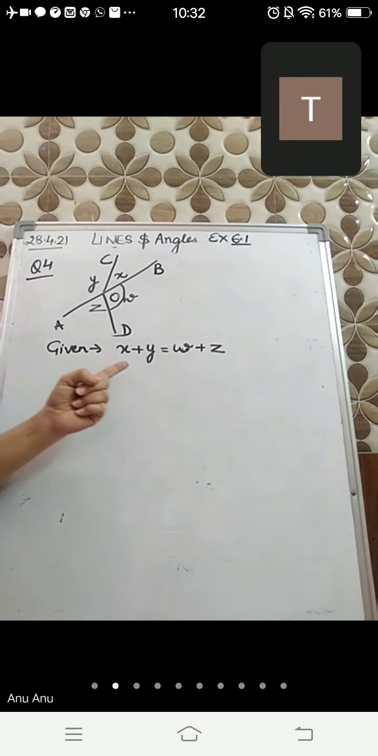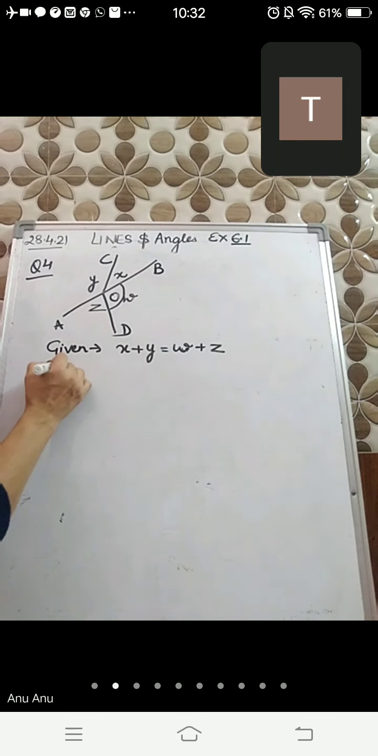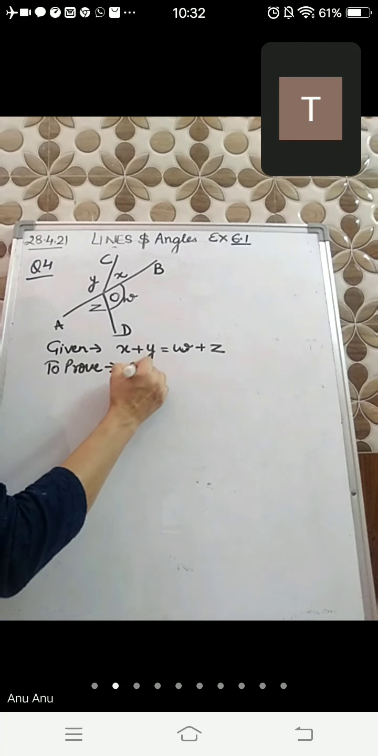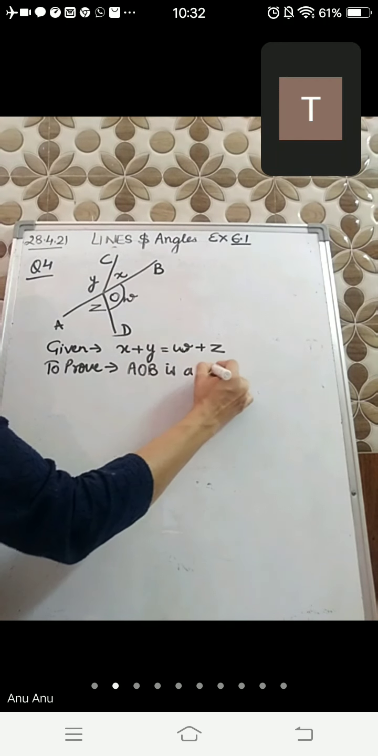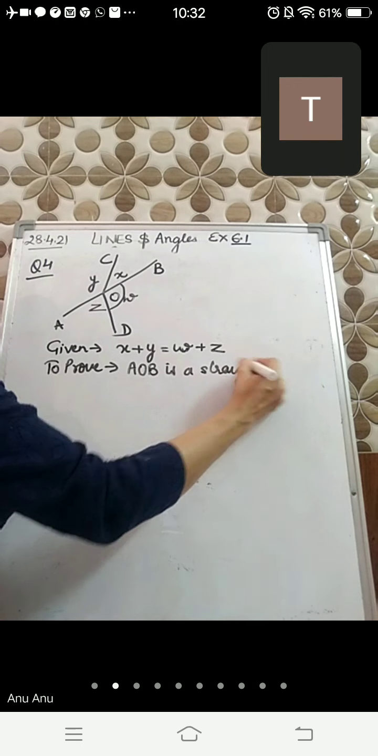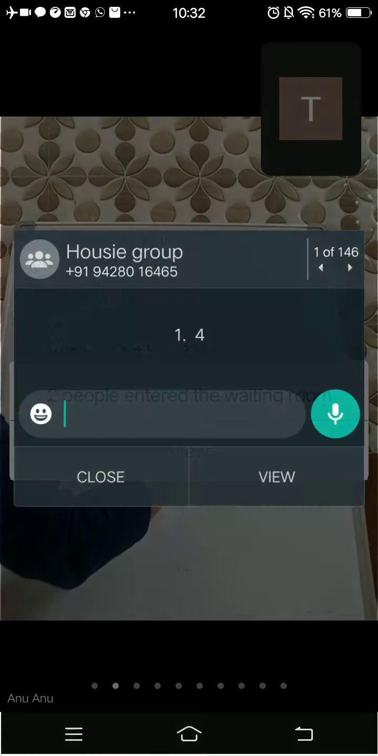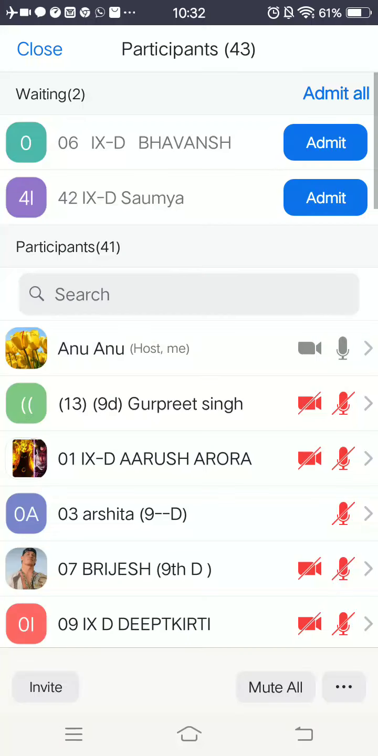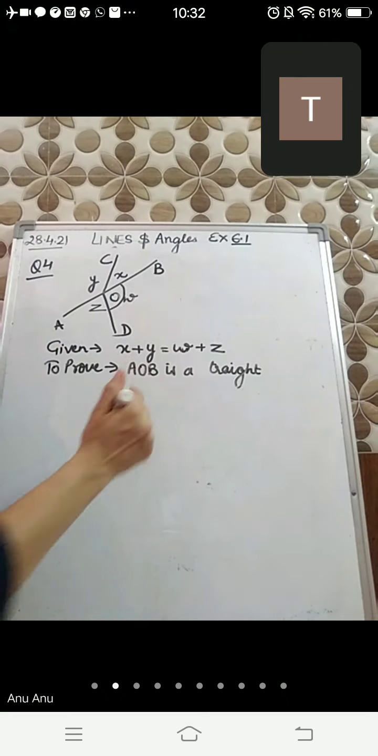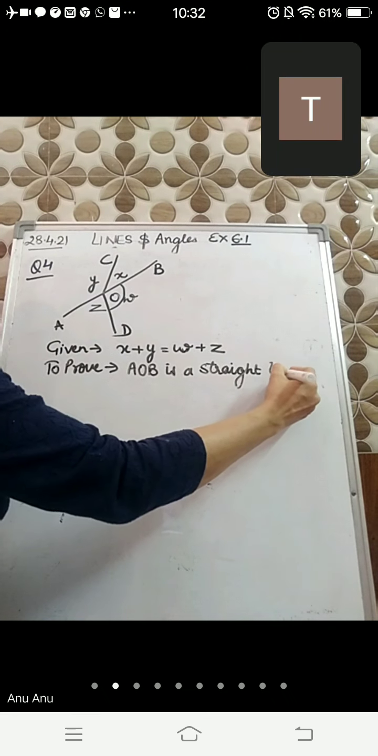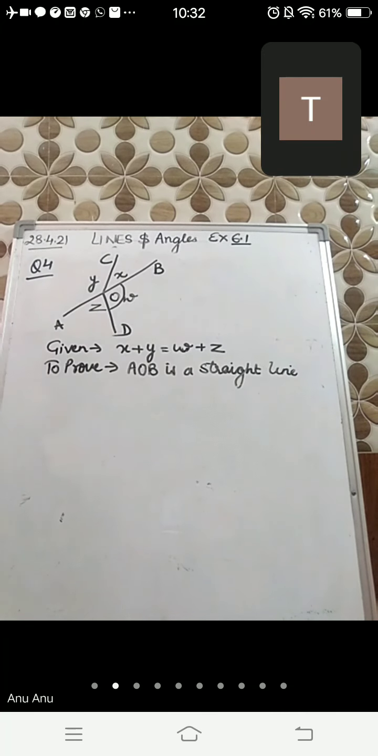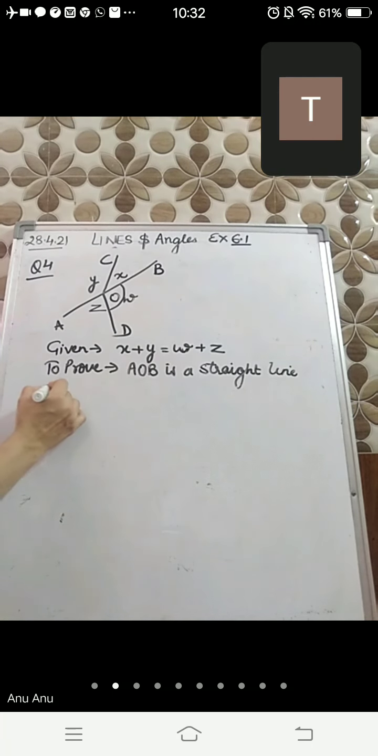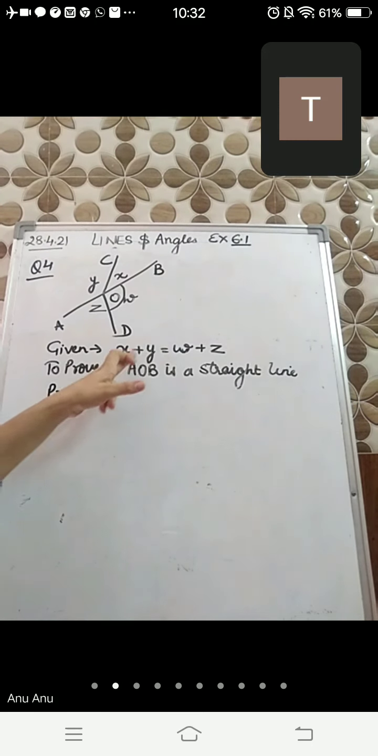Now, you will use this given result to prove what we want to prove, that AOB is a straight line. Okay, this we want to show. Now, can anyone tell me how we will start? Do we have any relation between these angles?